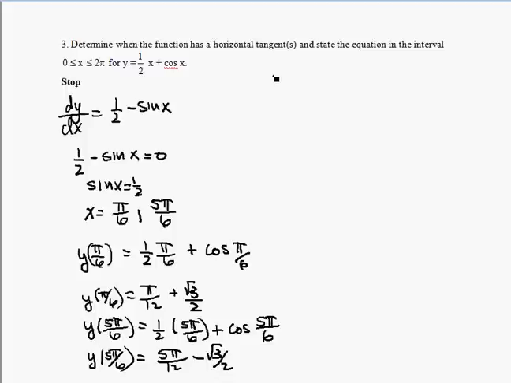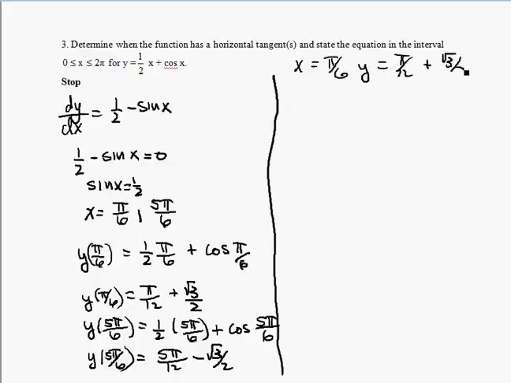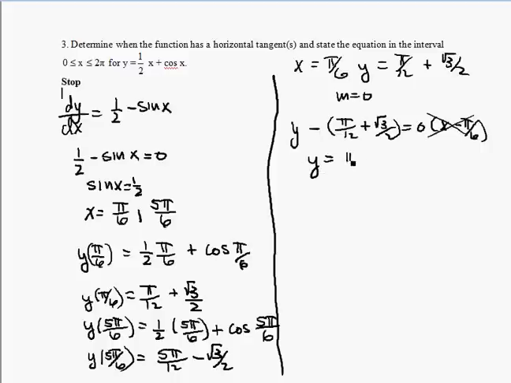So we just need to create the equation of our two horizontal tangent lines. When x equals pi over 6, our y value is pi over 12 plus radical 3 over 2, and our slope is 0. So it's y minus the quantity pi over 12 plus radical 3 over 2 equals 0 times x minus pi over 6. 0 times this goes away, and let's just move this over without distributing the negative. Just make this positive and move it over. Our first horizontal tangent is y equals pi over 12 plus radical 3 over 2.